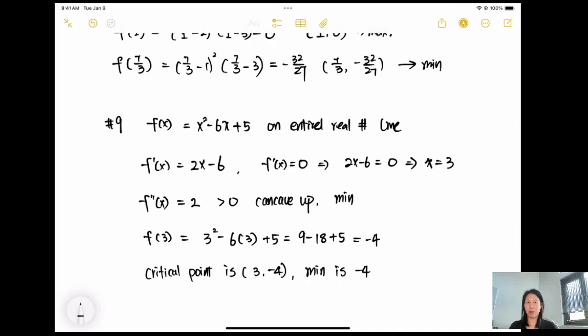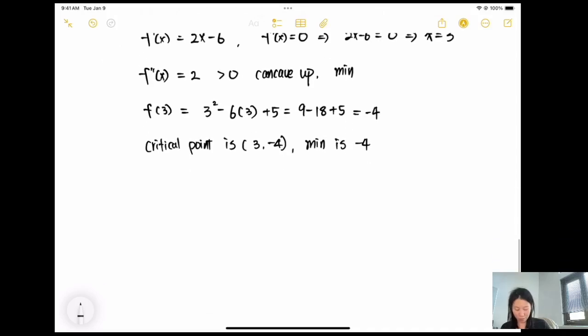Okay, next question. We also have 12, 14, and 15. Okay, so I am going to do number 12. Number 12, I got f(x) equals x minus e to the x. Again, this is on the entire real number line.